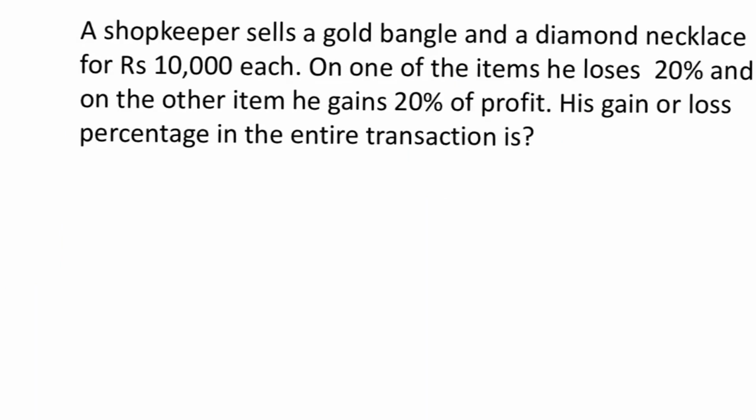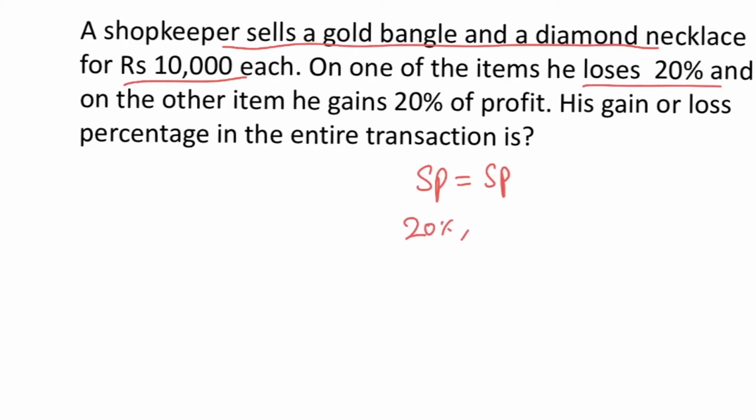Next problem. A shopkeeper sells a gold bangle and a diamond necklace for 10,000 rupees each. On one, he is losing 20%, on the other, he is gaining 20%. See, a shopkeeper is selling at 10,000 rupees each, means selling prices are equal. On the first one, he is losing 20%, on the second one, he is gaining 20%. Effectively, is it gain or loss?